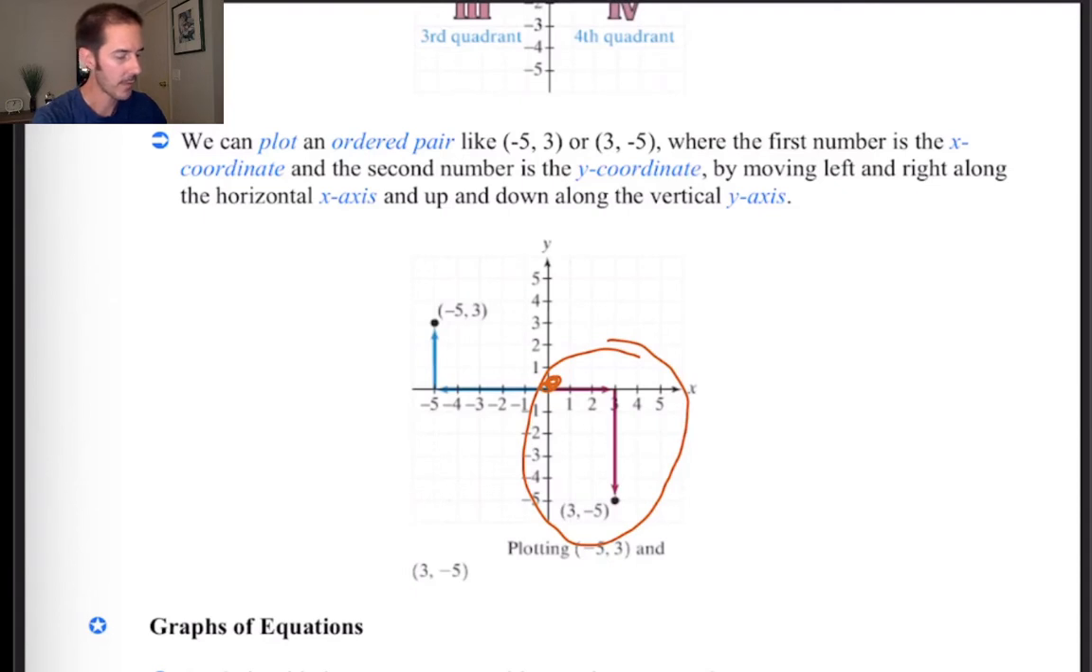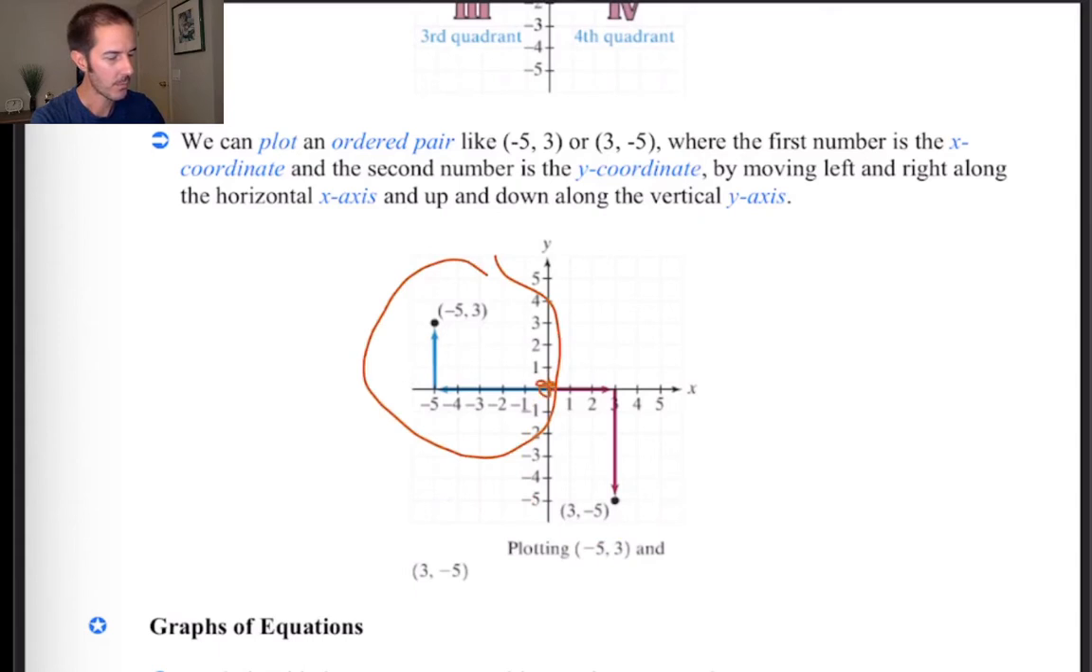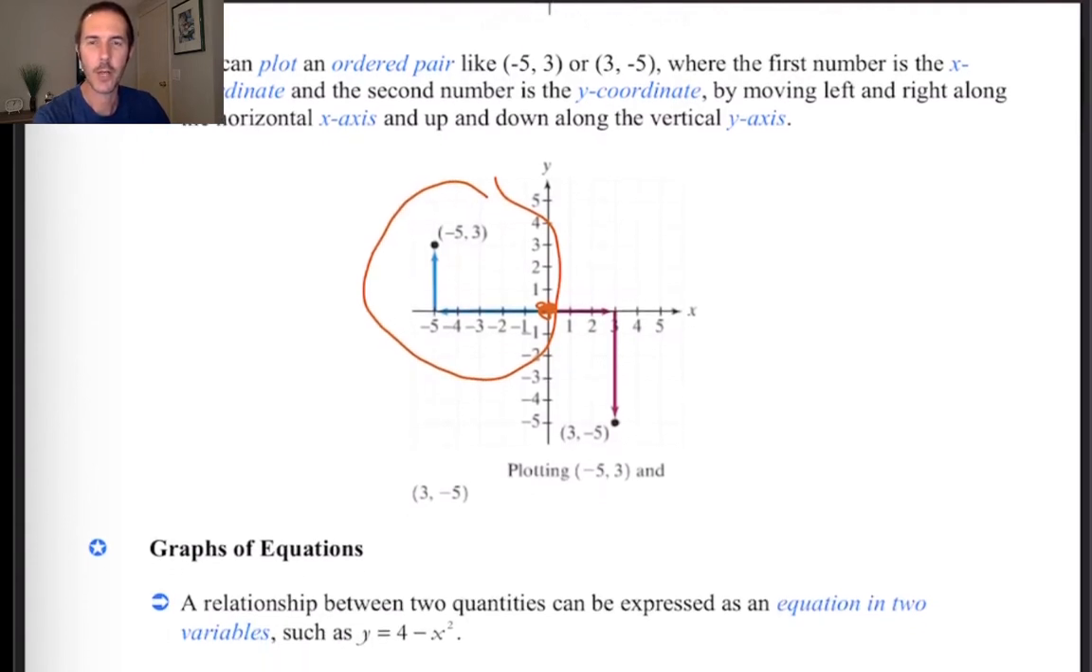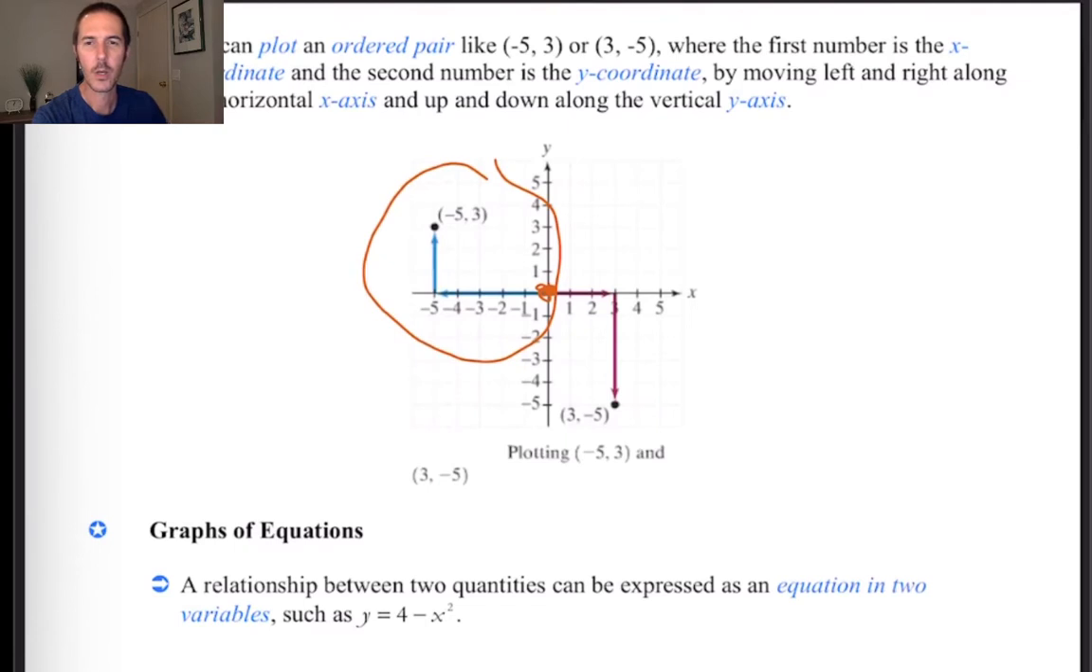I mentioned -5, 3. So let's go into the 2nd quadrant. And you can see that we've started at the origin, which is 0, 0, and we've moved left 5 units. So that's 5 units in the negative x direction, and then 3 units in the positive y direction, which puts us up into the 2nd quadrant. And then you can follow that same line of thought to the point that's in the 4th quadrant, with coordinates 3, -5: 3 units in the positive x direction, 5 units in the negative y direction.